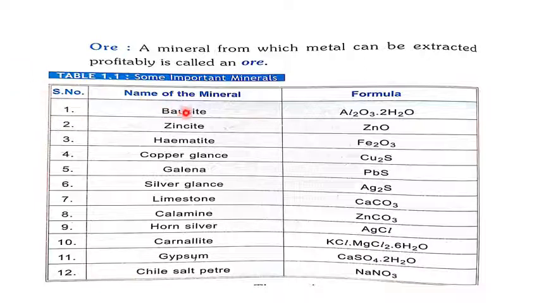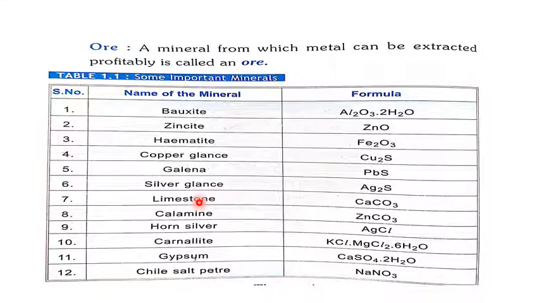So bauxite is the ore of aluminium. The formula is Al2O3·2H2O. Next, zincite is the ore of zinc metal. The formula is ZnO. Next, hematite is the ore of iron, formula is Fe2O3. Next, copper glance is the ore of copper, formula is Cu2S, copper sulfide. Next, galena is the ore of lead, formula is PbS, lead sulfide. Silver glance is the ore of silver, formula is Ag2S, silver sulfide.